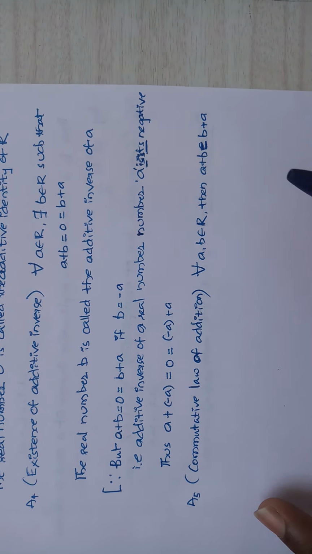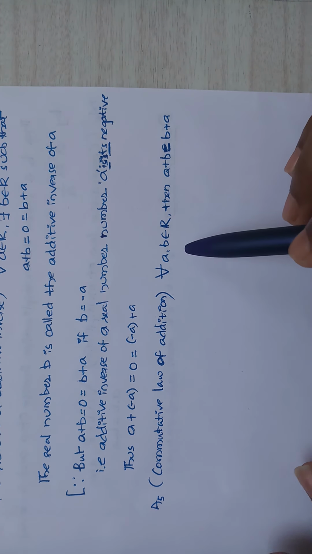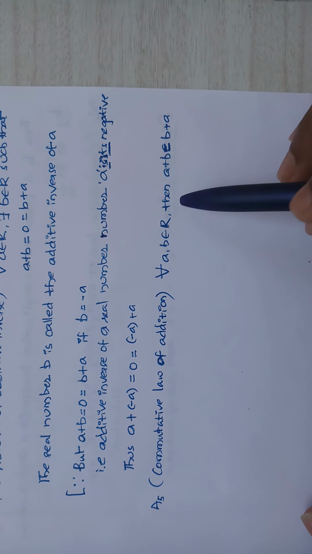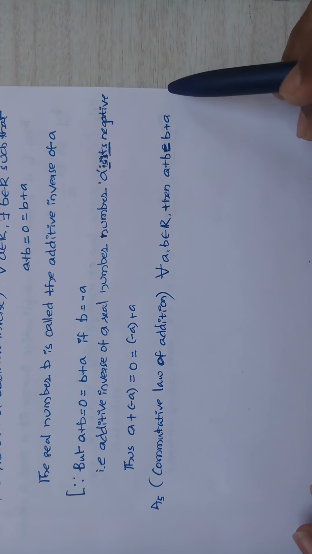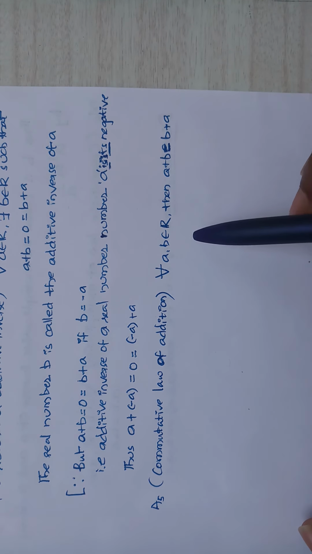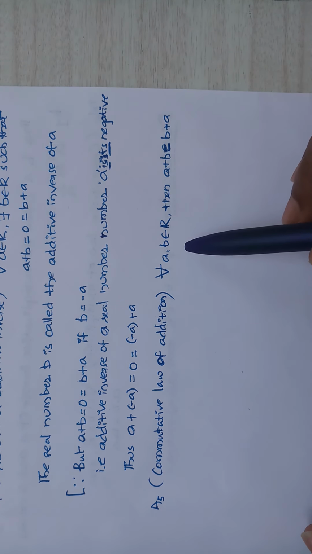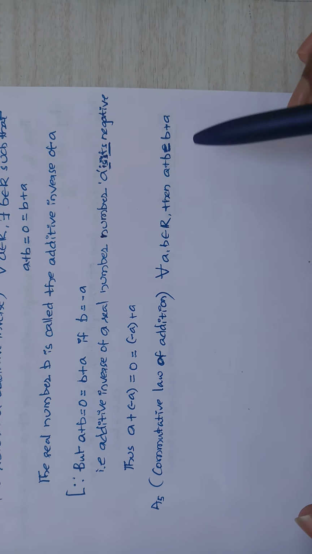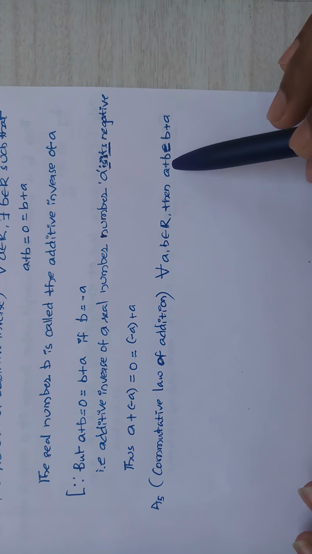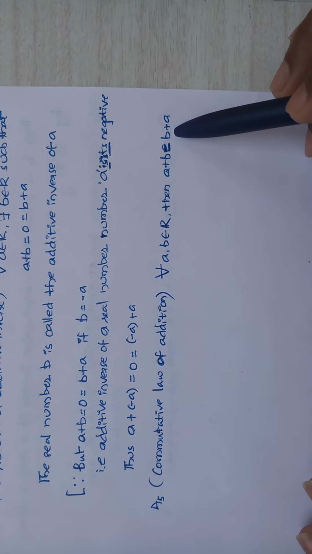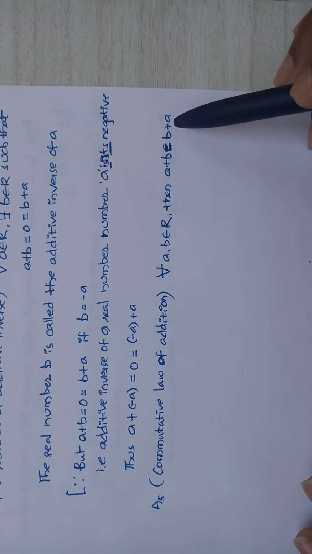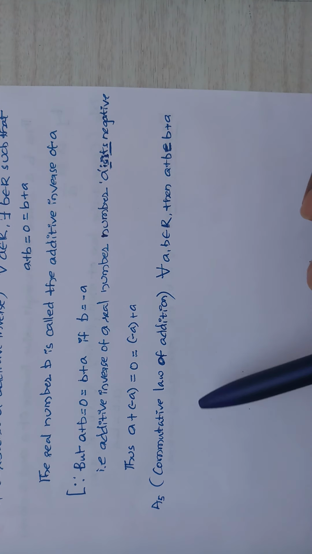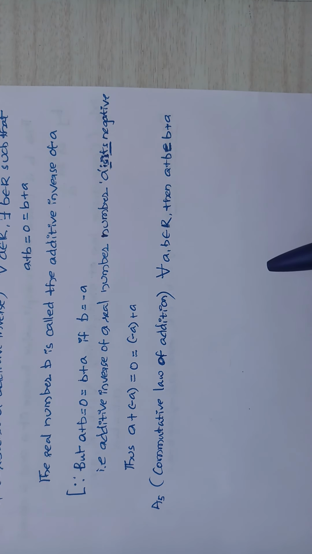Next, commutative law. For all a, b belongs to R, a plus b is equal to b plus a. If you take any two real numbers, say 3 and 4, a is 3 and b is 4. If you add 3 and 4, it is 7. And 4 and 3 is also 7. So 7 equals 7. Therefore your commutative law holds good.